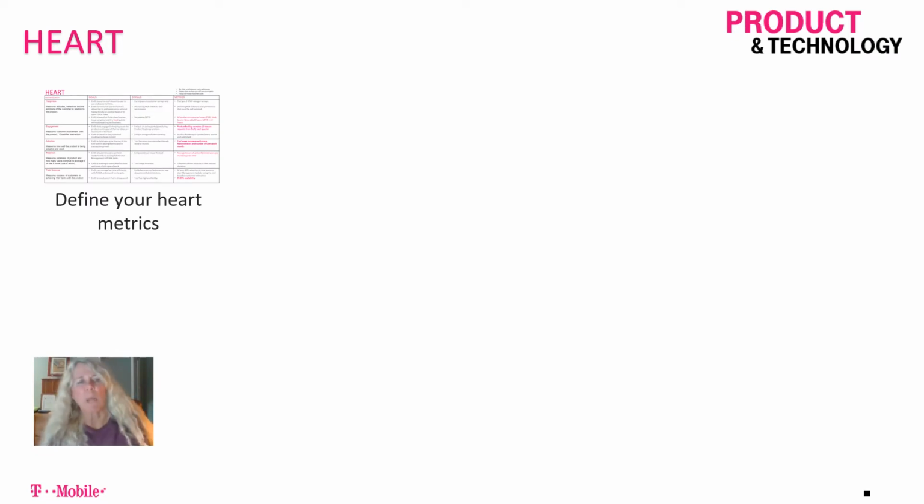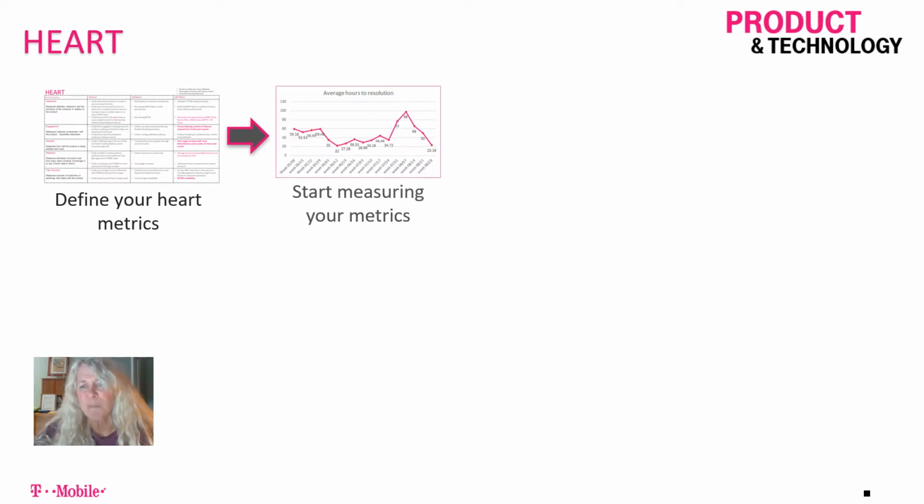Okay, so most of you have gone through a workshop, likely with me, where you've defined your heart metrics. And no matter if you define 3 heart metrics or 23 heart metrics, your next step is to go ahead and start measuring them and see what they start telling you. And remember, you're always looking at trends. You're not looking at absolute value. You're looking at trends and whether they're going up or down.